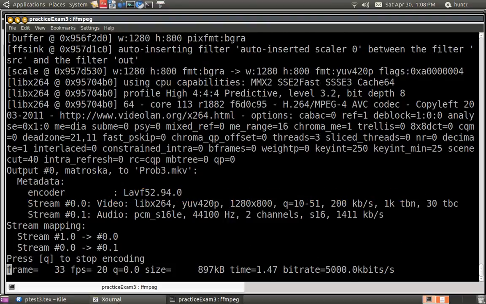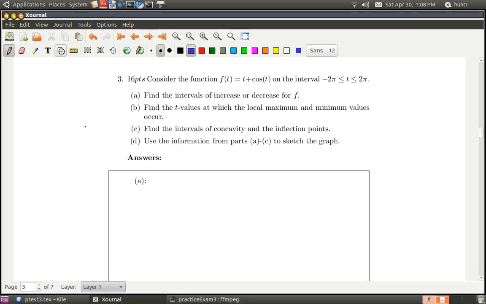Now we are going to tackle problem 3 on the practice exam, which is a ferocious and terrifying problem. I might put an easier one on the actual exam. Okay, so what we're going to do is find the intervals of increase and decrease, find local maximum and minimum values, and concavity.